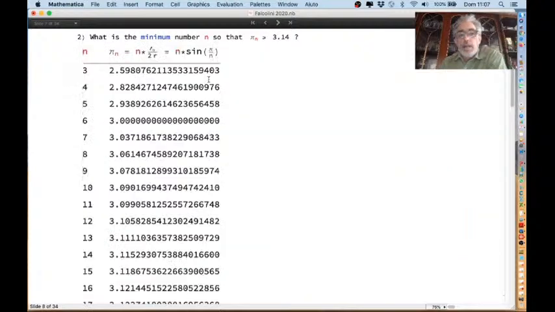So now it's very simple to say what is the minimum number n so that pi n is bigger or equal than 3.14. We simply calculate implicitly, of course. We assume that pi, as I said before, is known with high precision. So implicitly we can take the approximation pi n for increasing values of n, and see when it becomes larger than 3.14.